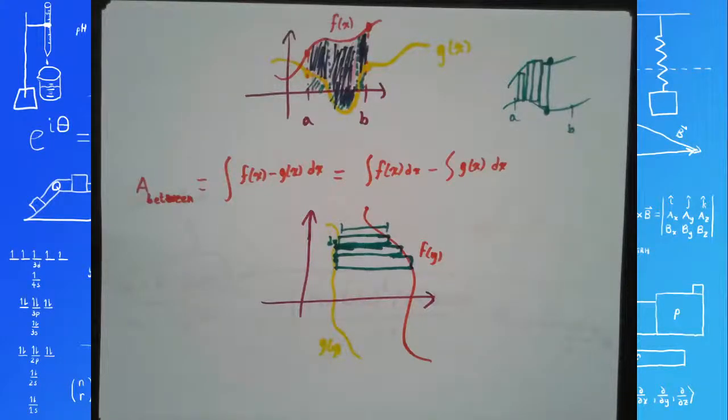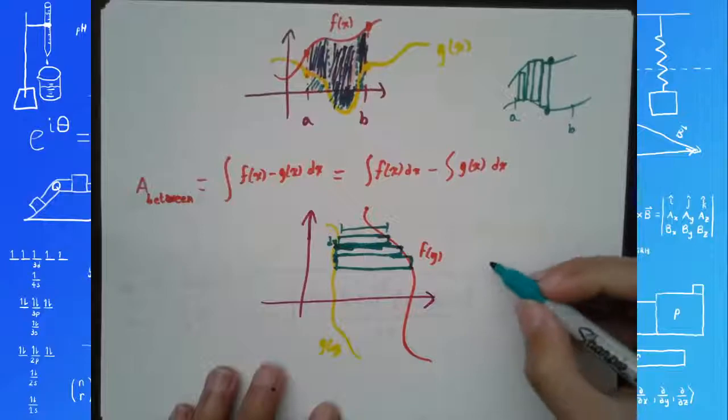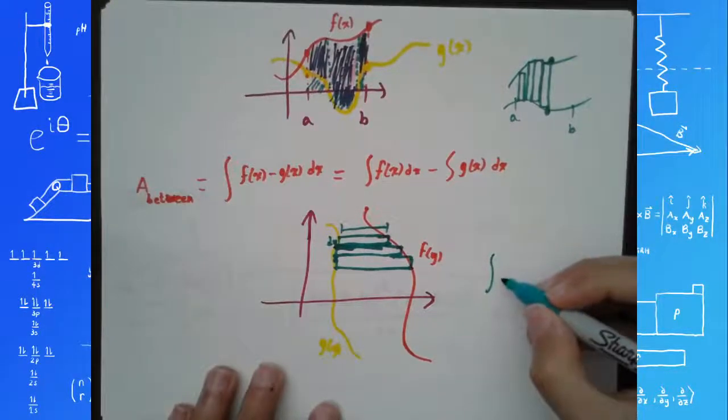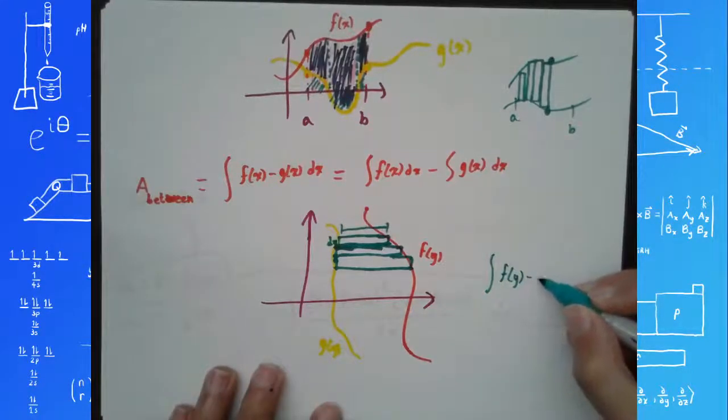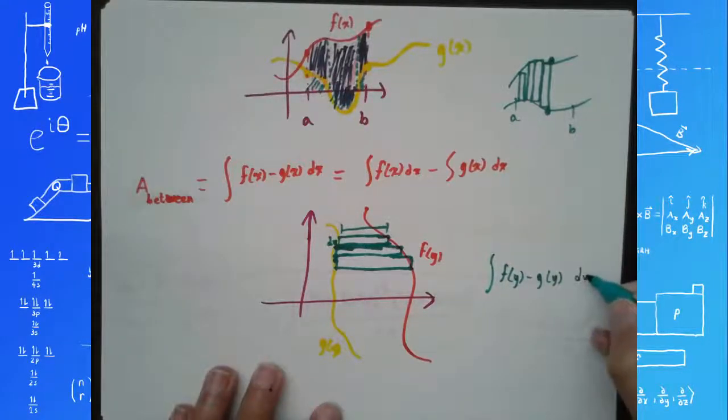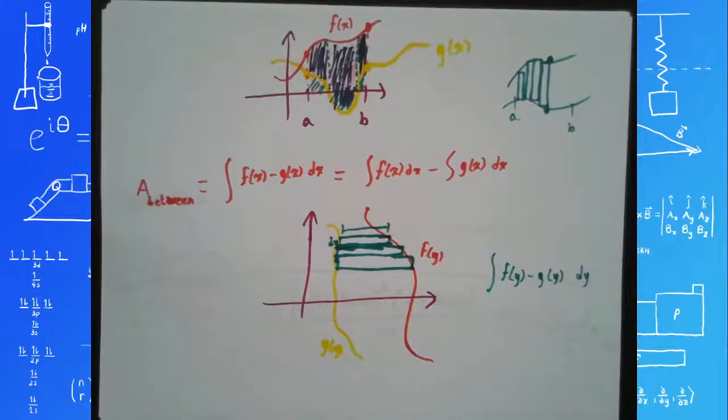So the rest is pretty much the same. So it would be the integral of, in this case, f of y is to the right, so right minus left, dy. And there you go. So that's it. The rest is, well, depends on which functions you're getting. But the setup is usually the part that trips people up, understanding how to set it up.